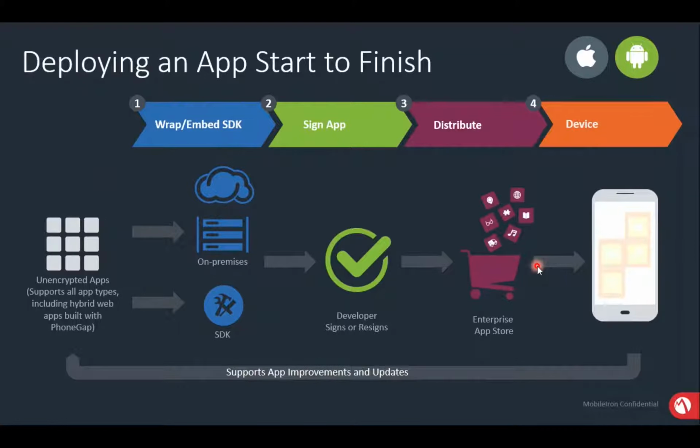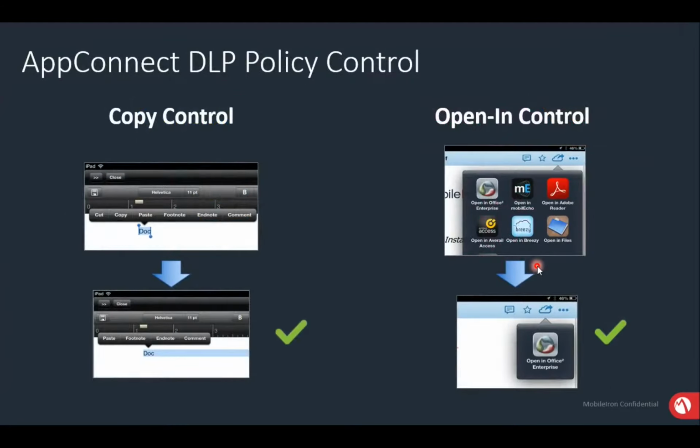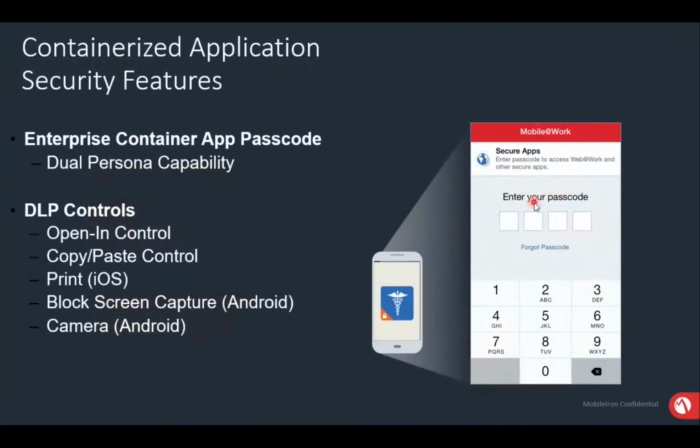So this is how an in-house application can be made App Connect enabled. The reason we make an app App Connect enabled is to have a DLP feature. With App Connect enabled, you will have control over copy, paste, or even any attachment or open-in control. You can always restrict that. Anything that happens inside a container stays inside the container. For example, if you copy anything within this application, it can be pasted only within the containerized third-party or containerized application. And you can also have a secure passcode for that app, and you can have blocking screen capture for Android and print for iOS.